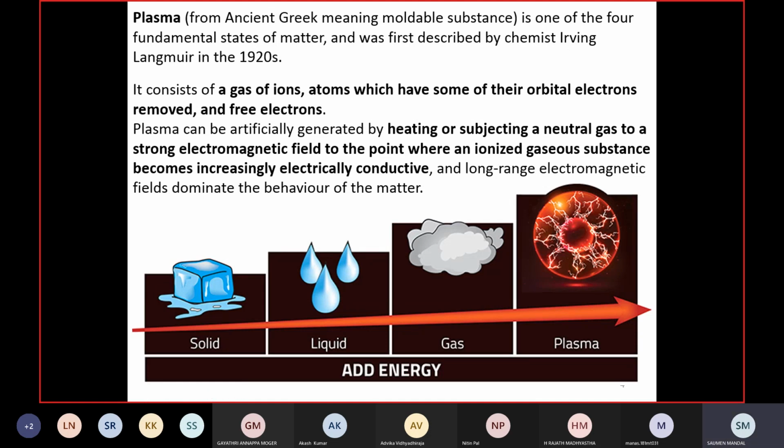It consists of a gas of ions and atoms which have some of their orbital electrons removed, and free electrons. This plasma can be artificially generated by heating a neutral gas or subjecting it to a strong electromagnetic field, to the point where the ionized gas becomes increasingly electrically conductive. So if you have two electrodes and generate a field in between them, whatever gas is in between can be ionized.